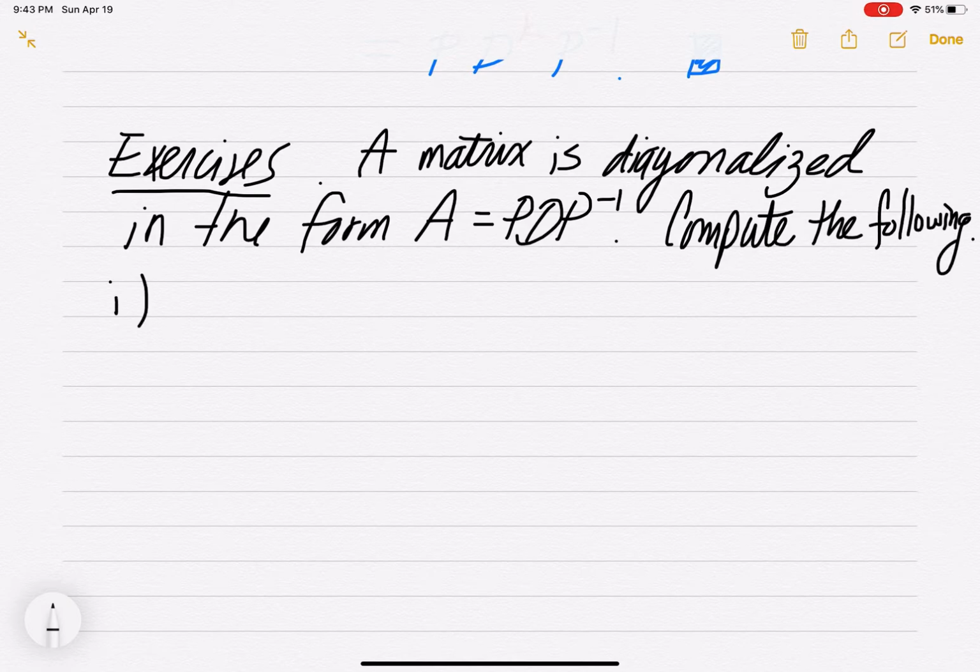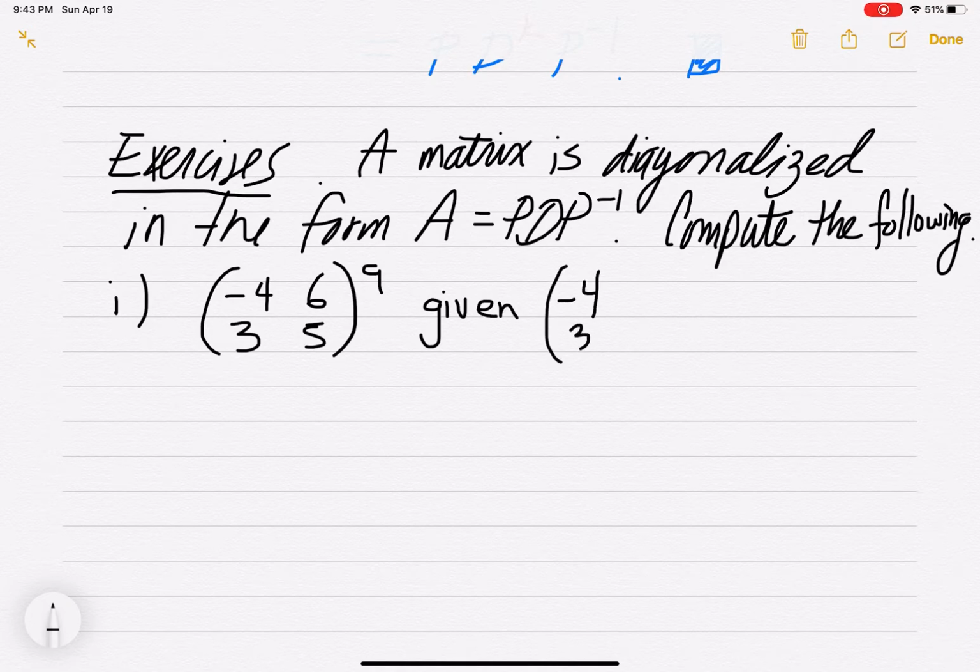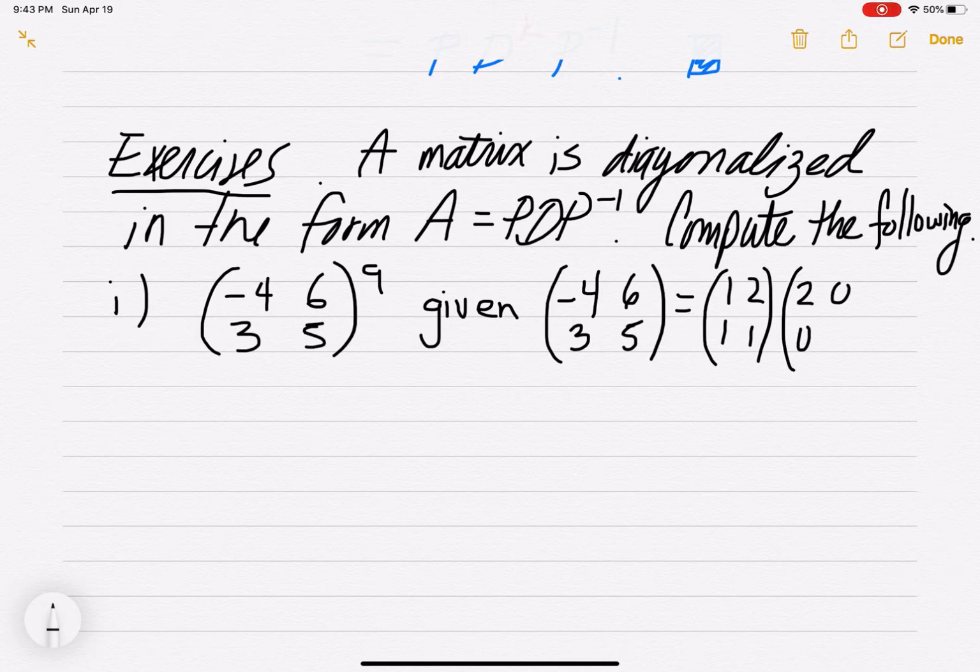Number one, we want to find [-4, 3; 6, 5], that matrix raised to the 9th power, given the following diagonalization of A. So [-4, 3; 6, 5] is your A. This is of the form [1, 1; 2, 1] multiplied by [2, 0; 0, -1] multiplied by [-1, 1; 2, -1].